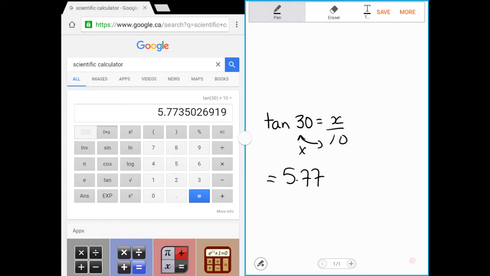Okay, I'll show you another one. Hold on, I've got to find my eraser. It's going to get rid of this. Sorry.